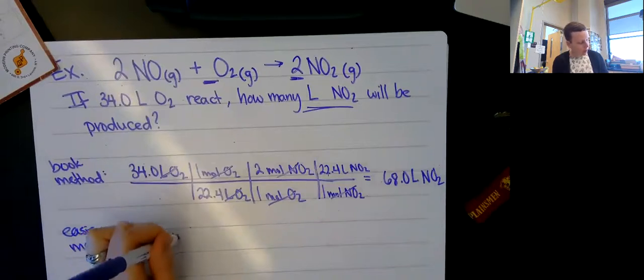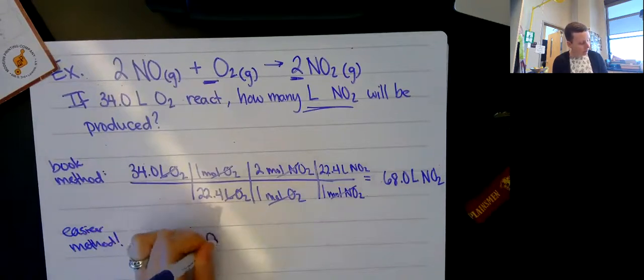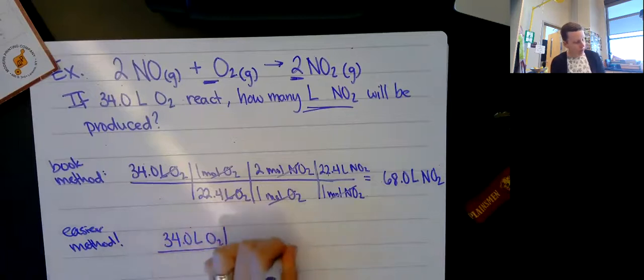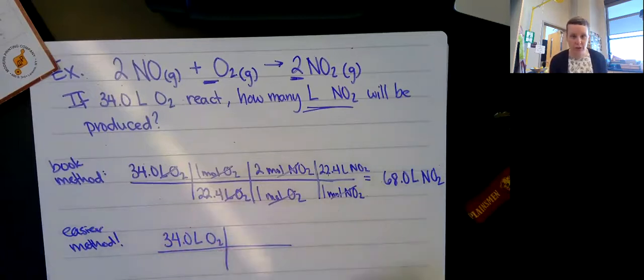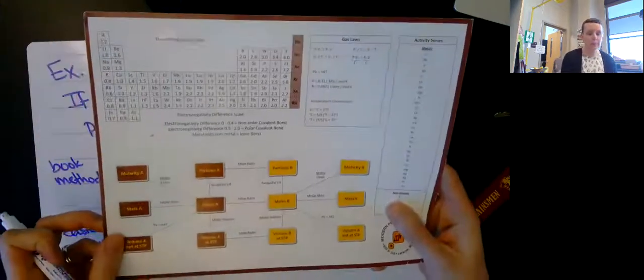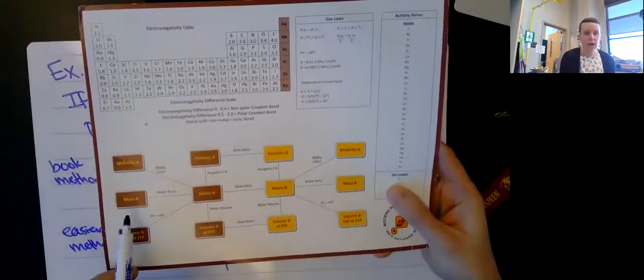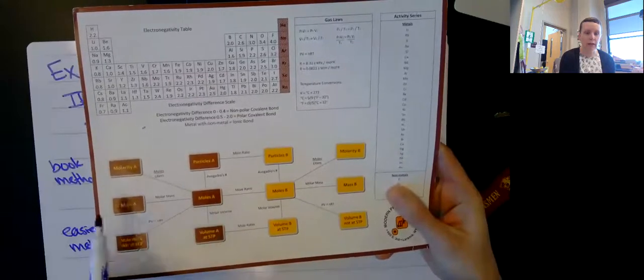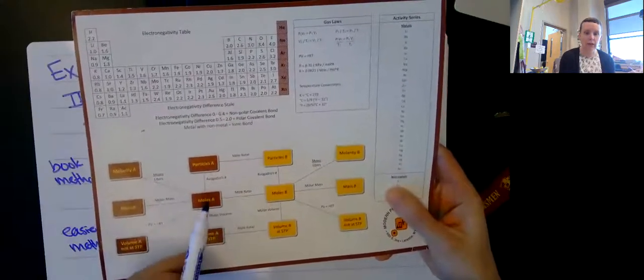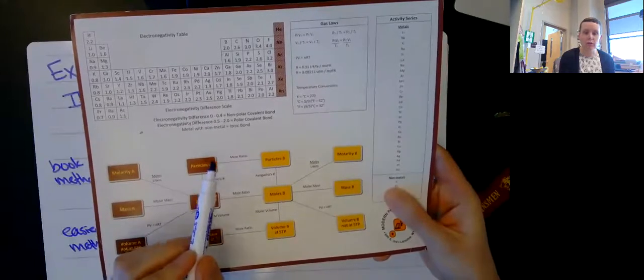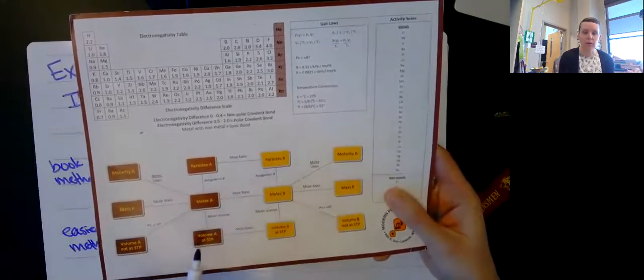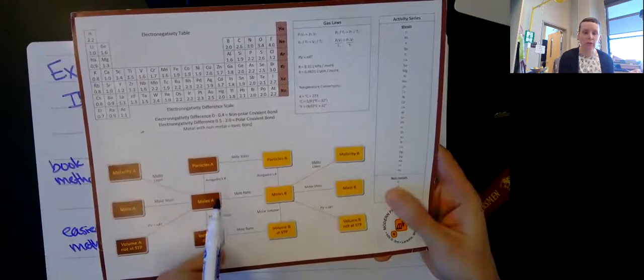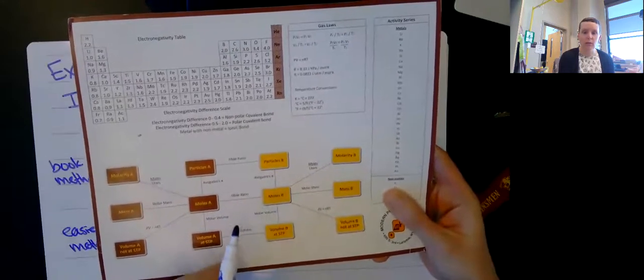All right, easier method. Start with what you're given in the problem. If it's not grams, you do not have to convert to moles first, okay? If we look at our molar map, if you're starting in mass, you have to go to moles. That's the only place you can go from mass. It's not connected to anything else, okay? But if you're in particles, you can go straight to particles. If you're in volume, you can go straight to volume. If you're in moles, you can go straight to moles with the mole ratio, okay?